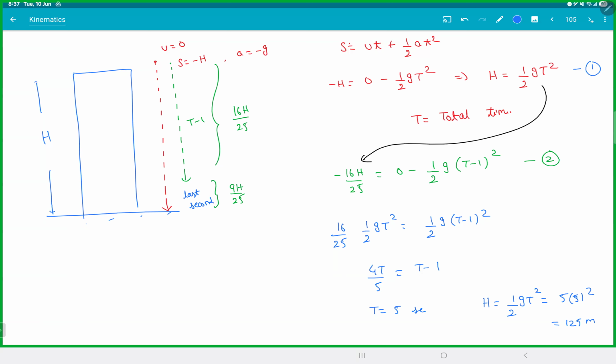Any doubts on this? Can we solve by taking the remaining distance of 16h by 25, the total velocity at the end is v, minus root 2gh, and do all those things? Yes, you can do it. Nothing wrong. There are multiple ways to do it. There's nothing wrong and right. Clear? Next one.